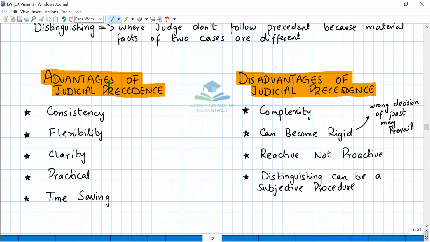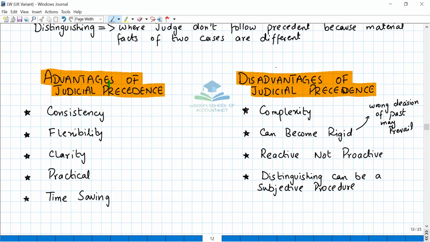Practical. Practical means that the decision arises from actual events. The actual cases happened, and then the decision was made. So it's a practical system. It's not that something didn't happen and you created a law in advance. It's practical because that case actually happened, and it was taken to the judge, and then the judge gave the decision.